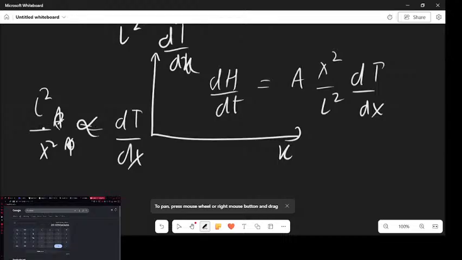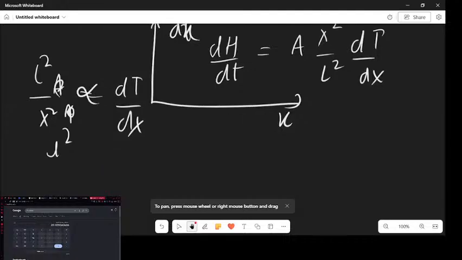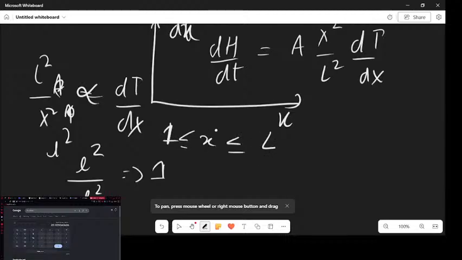Now if x is 1 initially, then it's going to be L squared, so it's going to be the maximum. Then it's going to decrease, and at x equal to L it's going to become 1. Here it's going to be the maximum. They also mentioned that it's lying between 1 and L, so here this is going to be something lesser than L.